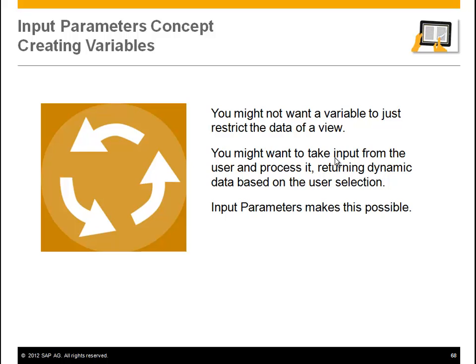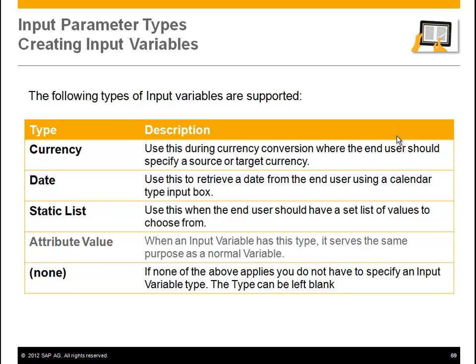Now input parameters are different because input parameters allow you to add any value. Maybe, for example, you want to take input from the user and process it, returning dynamic data. So this could be like a tax rate that you're using in your calculations. So input parameters could be used for that purpose. So the following types of input parameters are supported: currency, date, static list, attribute value, or if you don't have any of those at all.